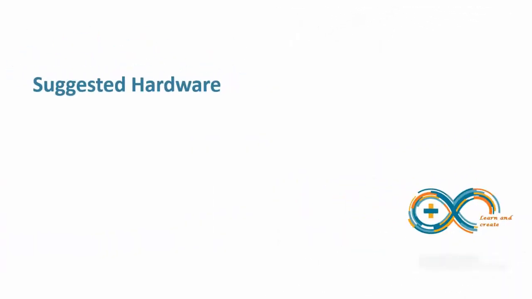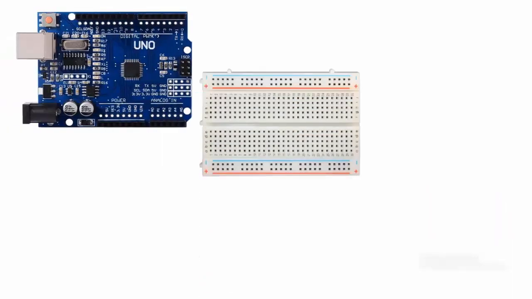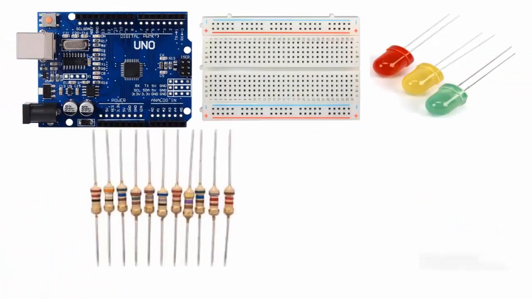To benefit from this course, you need to test your code on some hardware. You will be needing this hardware at many stages of this course. I would suggest that you buy the hardware before starting this course. So you need an Arduino Uno board, a solderless breadboard, some LEDs, some resistors and some jumper wires.